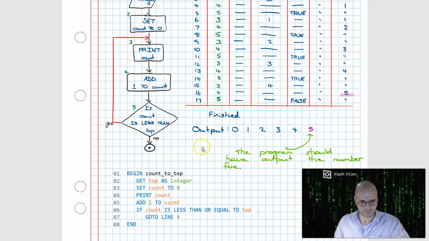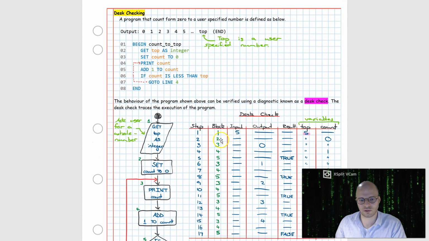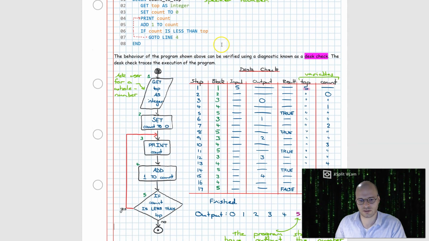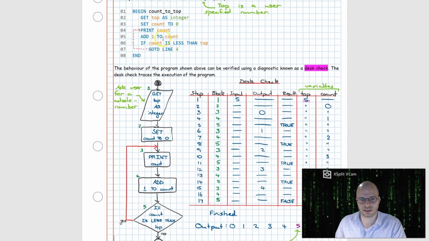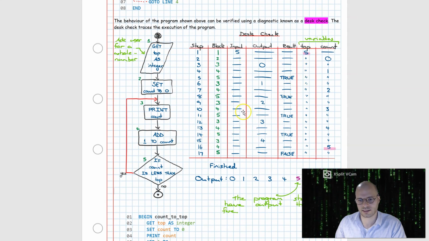But in conclusion, what we set out to do in this video was we wanted to have a look at how we could apply a desk check to a program. This was achieved by firstly changing the program from its pseudocode into its activity diagram, and then by applying this desk check and putting the results inside the table shown over here.